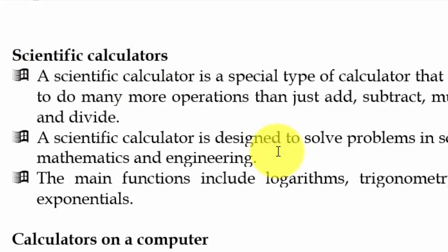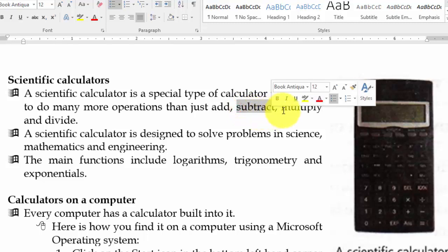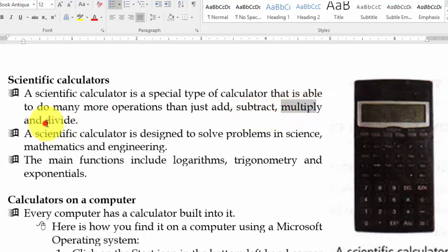Now when we say a scientific calculator, the difference will be determined after understanding the part we are about to look at here, which says a scientific calculator is a special type of calculator that is able to do many more operations than just add, subtract, multiply, and divide. Now children, you remember in the first place where we looked at the standard calculator, a standard calculator only looks at the function of addition, subtraction, multiplication, and divide.